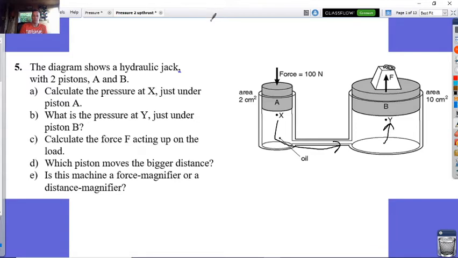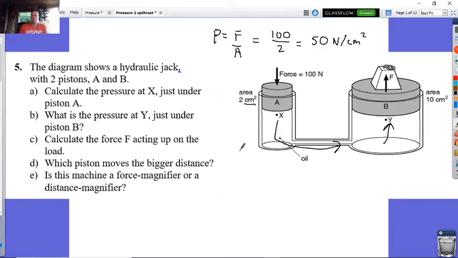Now, using our formula, working, answer, units: the formula is pressure equals force divided by area. Therefore, the force acting down is 100, and you divide it by 2. Therefore, the pressure in X is going to be 50 newtons per centimeter squared. Now, yes, you should use newtons per meter squared, but this is a legitimate unit to use, and because the area is in centimeters squared, that's fine.